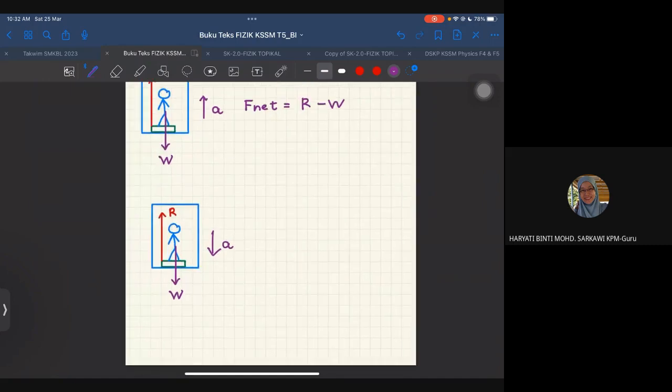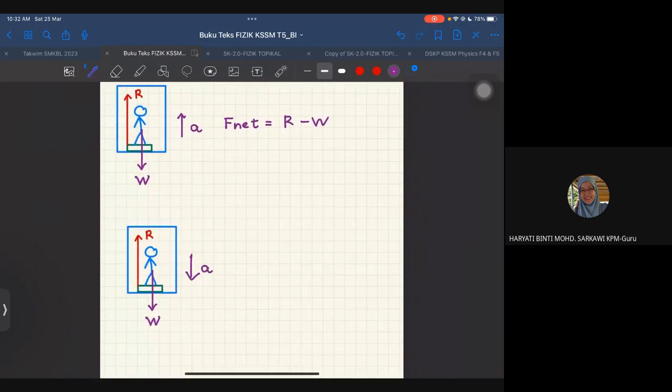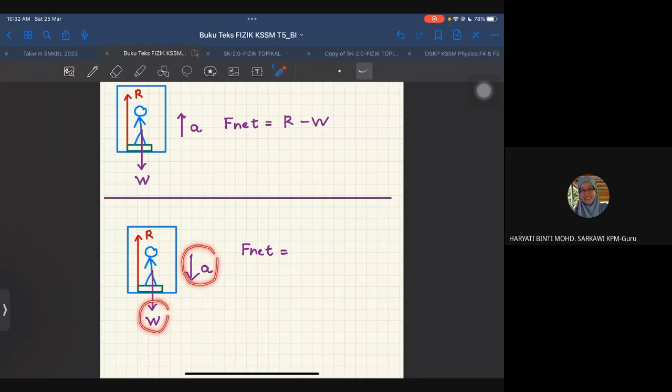So, how should I write? F net equal to what? If let's say now it's downward. So, F net equal. Should I write R minus W again? Okay. So if you see the direction is downward, so we know that this force downward will be more compared to the upward force. So you can write W minus R. W minus R. Okay. Next.